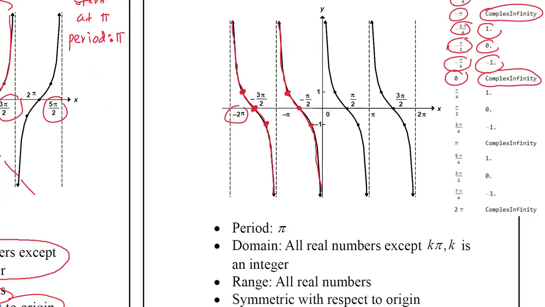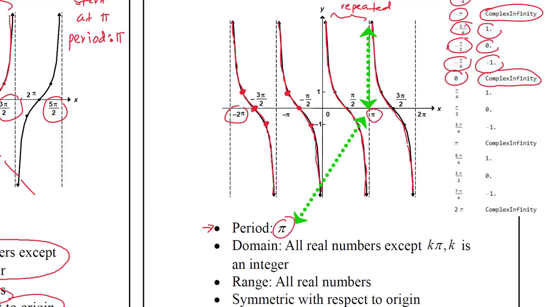Now we want to look at the period. This graph, you have this graph, and then this one. You see, this is the same pattern, the repeated graph. So the period is pi.